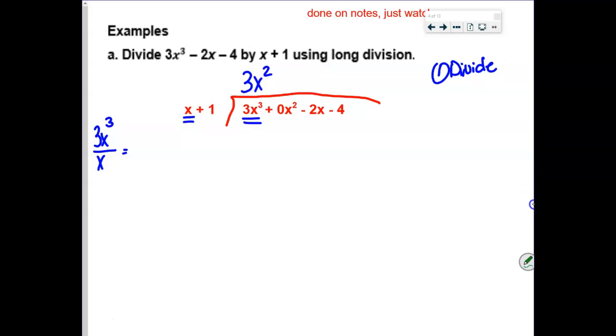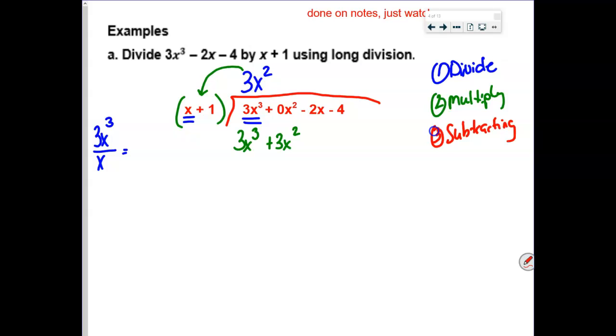So now I want to see how far away I am, so I multiply. The 3x has to get multiplied by the entire divisor, so I usually encourage my kids to put parentheses around this divisor so they know to distribute it all the way through. So this is 3x to the third, and then plus 3x squared. So that's what I have right now. Let's see how far away we are by subtracting.